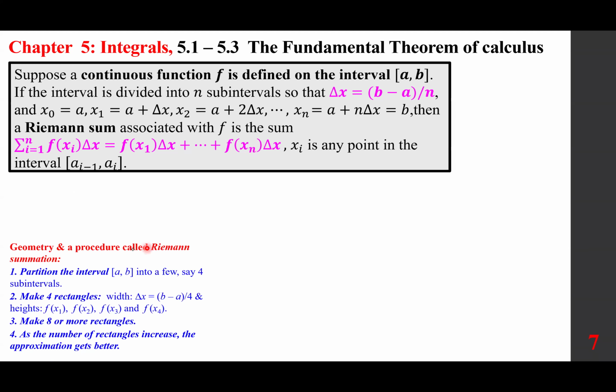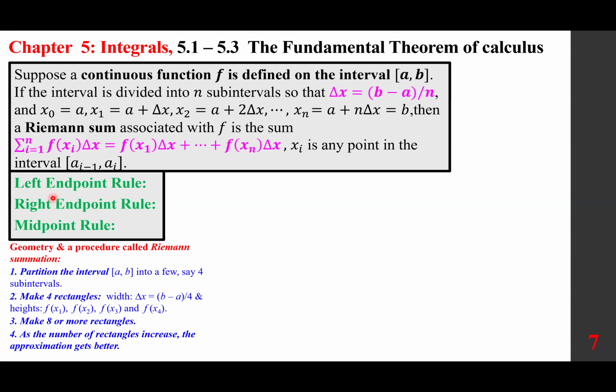What is the geometry and procedure? The geometry and procedure called Riemann sum. Partition the interval of a to b into a few, for example, let's say 4 subintervals. Make 4 rectangles. The width is delta x, b minus a over 4, and the heights are f of x sub 1, f of x sub 2, f of x sub 3, and f of x sub 4. These are the 4 points. Make 8 or more. As the number of rectangles increases, the approximation gets better.